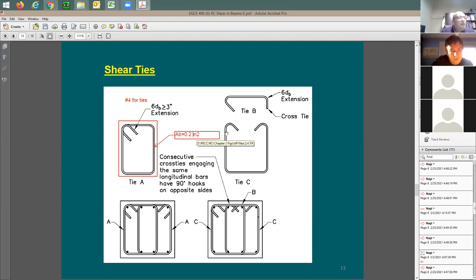Thank you. How many rebars am I going to be cutting through? I'm going to say, okay, let me cut here. How many rebars? How many legs do I have for this tie? I say two. Therefore, A sub V, right? I'm going to write it here. A sub V equals 2 times 0.2. It's going to be 0.4 square inches for a stirrup. It's good.